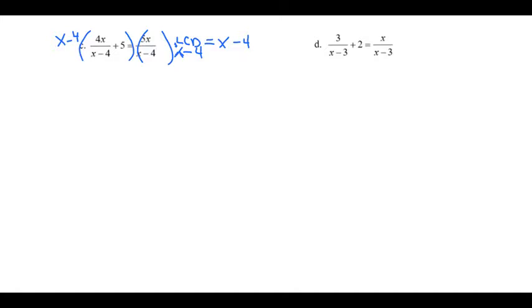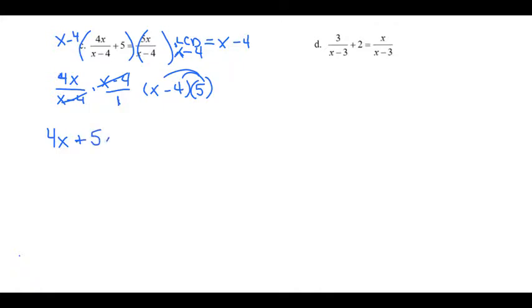Now, when we do this, the first example I have 4x over x minus 4, and I'm going to multiply that by x minus 4 over 1. Remember when we simplified rational expressions, if you have a numerator and denominator with the same thing, they cancel out. So for my equation, I'm left with just 4x there. Now I do have to do x minus 4 times 5. In this case, it's really going to be our distributive property. So we're going to get plus 5 times x is 5x, and then negative 4 times 5 will be negative 20. So minus 20 will equal.